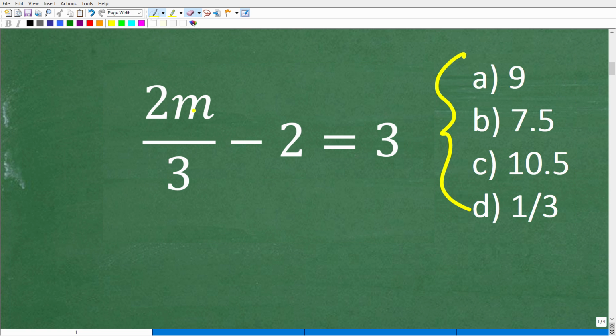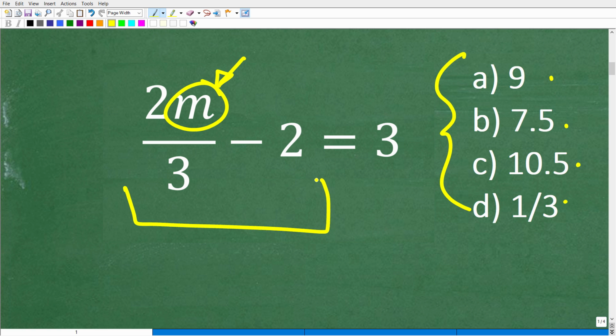Now, a variable represents a number. Whatever number we can plug in, or replace this m with, which of course is one of these numbers right over here, that makes this left side equal to the right side. So we have the left side, and it's equal to the right side.